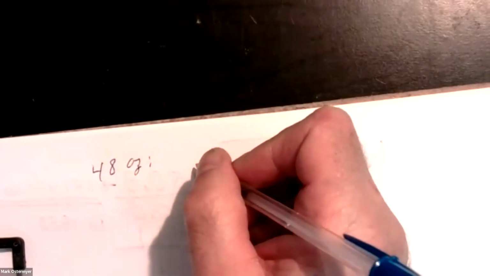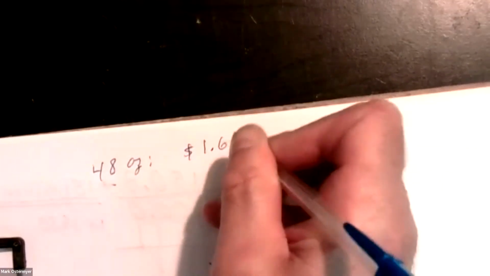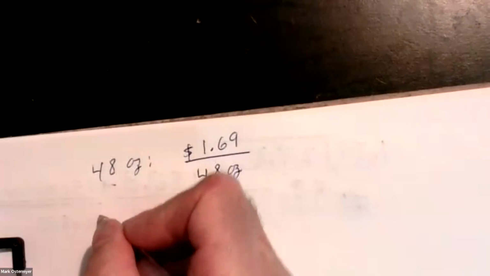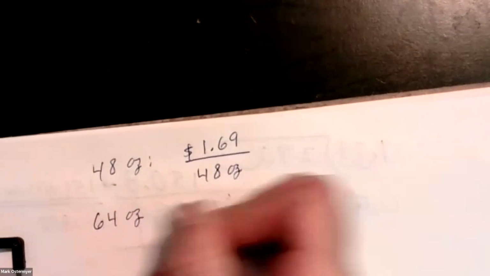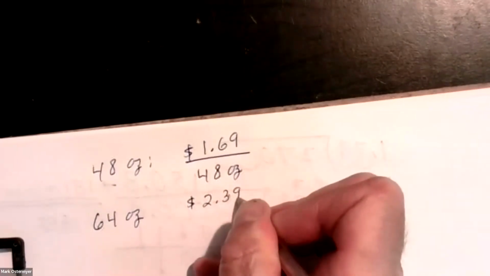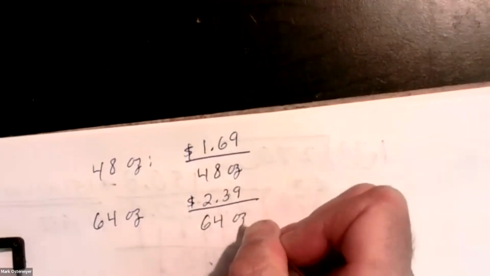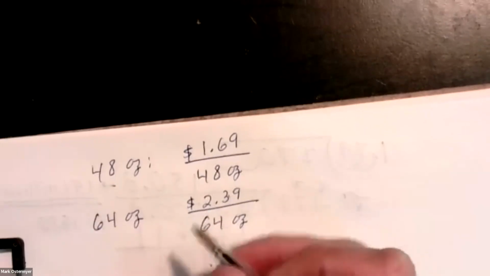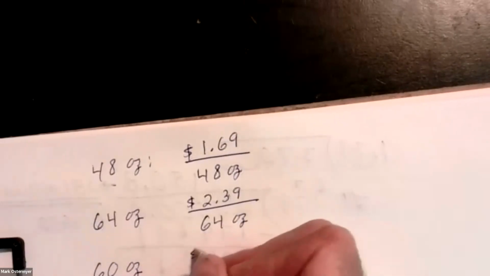So we have 48-ounce bottles. What's the deal on the 48-ounce bottles? It's $1.69 for 48 ounces. Then we have a 64-ounce deal here, which is $2.39 for every 64 ounces. Then we have a 10-pack of 6 ounces. What's 10 times 6? 60 ounces? Yes. Total of 60 ounces costs $2.99.